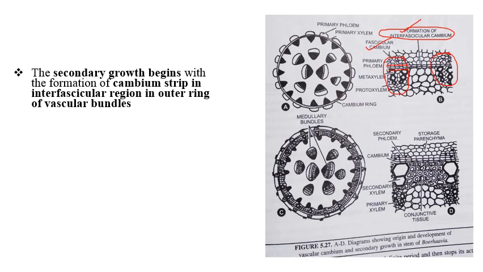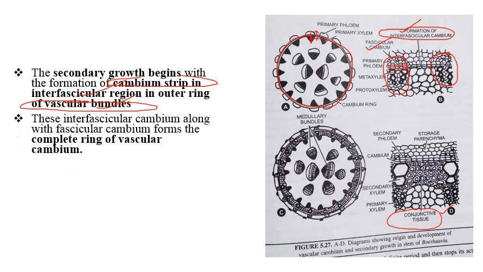So this secondary growth begins with the formation of cambium strip in the interfascicular region in the outer ring of vascular bundles. जो outer ring है vascular bundles में वहाँ पे एक complete ring बनती है vascular cambium की, जो बनाती है secondary vascular tissue in the fascicular region. जो vascular bundle का fascicular region है वहाँ पे, और जो interfascicular region है वहाँ पे बनता है tissue जिसे बोलते हैं conjunctive tissue, which is thick wall tissue. So these interfascicular cambium along with fascicular cambium form a complete ring of vascular cambium. So एक complete ring बनती है vascular cambium की, जिसे cambium ring कहते हैं.